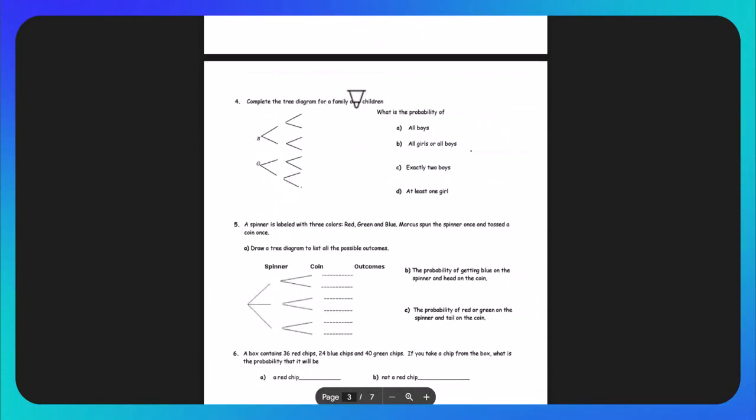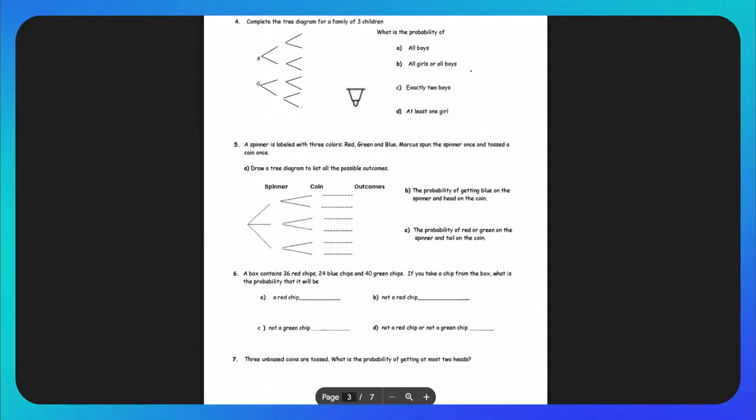Let's look at number 4. It's saying complete the tree diagram for a family of 3 children. So in other words, the first one is a boy or a girl. The second one must be a boy or a girl.